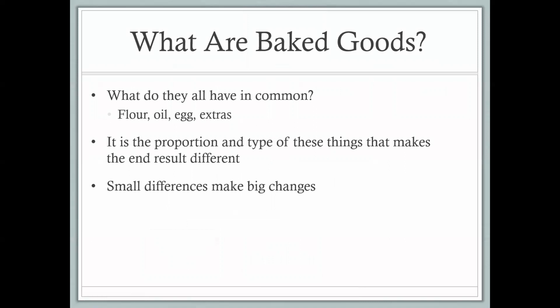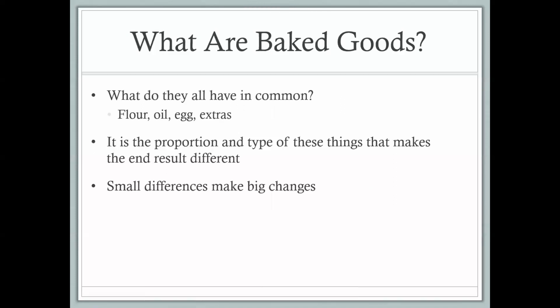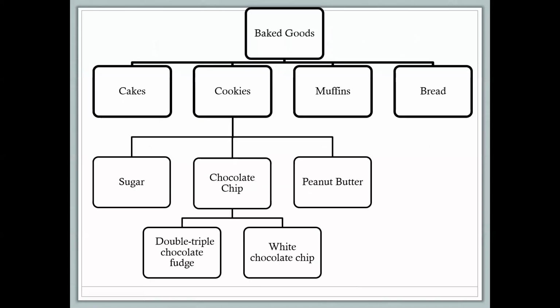You could really simplify and say you have dry components and you have the wet components. But let's just say this. What are baked goods? What do they all have in common? They all have flour, they all have some type of oil, they all have egg, and they all have some sort of extras added into it. But just like when we go back and see this, even though bread and cookies have flour, oil, egg, and extras, there's clearly something different about bread than cookies.